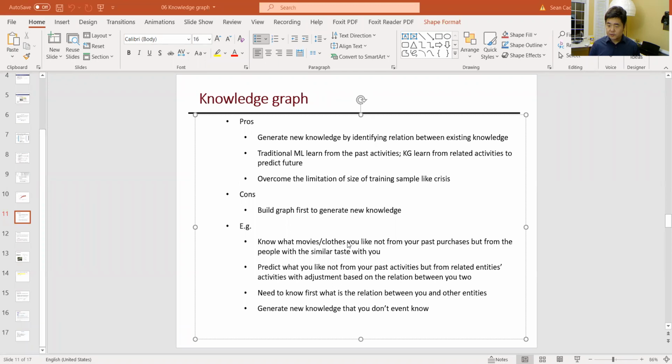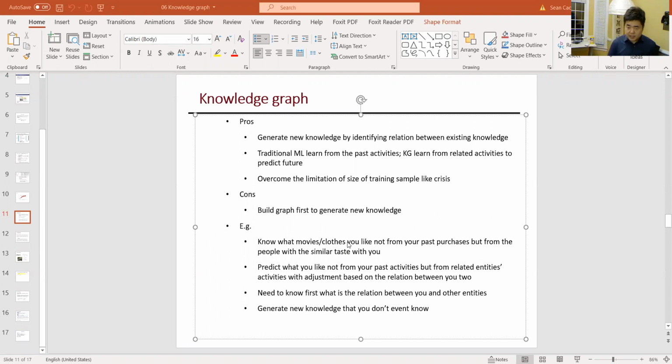So it's different from traditional supervised machine learning. Supervised machine learning is to mimic human intelligence. But here, I don't have any intelligence on movies. I have zero intelligence on movies. But by learning the related parties, it can recommend some new intelligence to me I don't even know before. So this is knowledge graph.